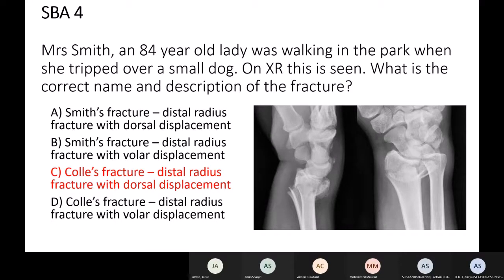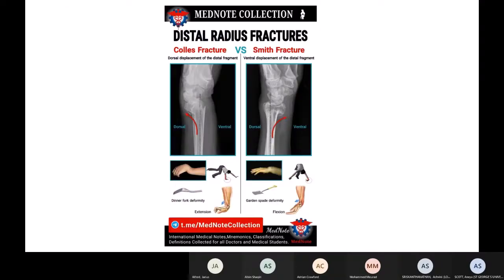The answer is C. I've always found this a bit confusing in terms of whether it's dorsal or volar displacement. And you've just got to remember that displacement of a fracture, you always look at the distal part of the fracture and which way that's moved. So in this diagram, the distal part of the hand above the fracture is moved dorsally. So dorsal is the back of the hand, volar is towards the palm, and this end bit of the fracture is moved dorsally. So that's why it's a Colles fracture.